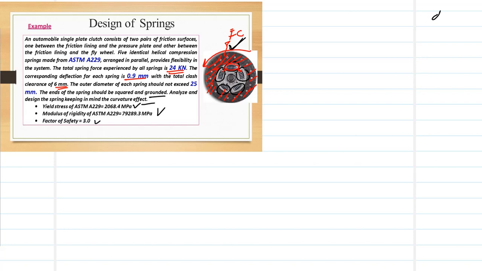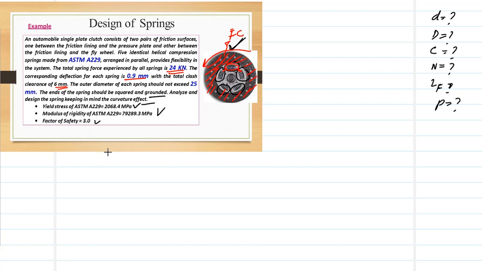Now again, remember you have to find the wire diameter, the coil diameter, the index, the number of turns. Clear? Don't look at the picture. There are probably 5 turns, but this is not the actual problem. The number of turns can be different from the picture, so don't count the number from the picture. Clear? And the free length and the pitch.